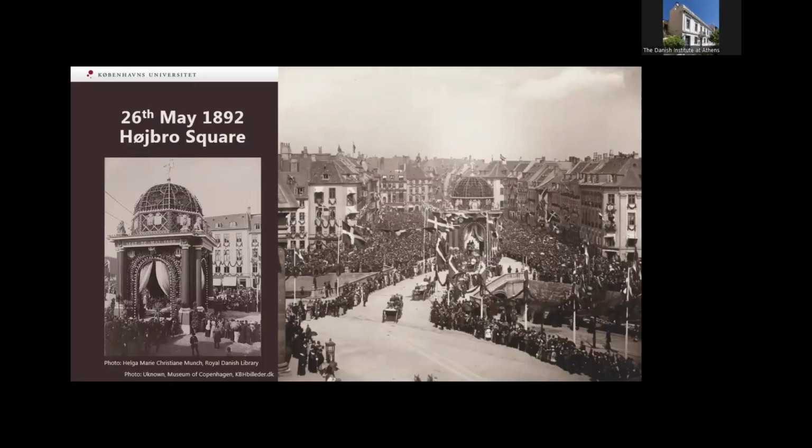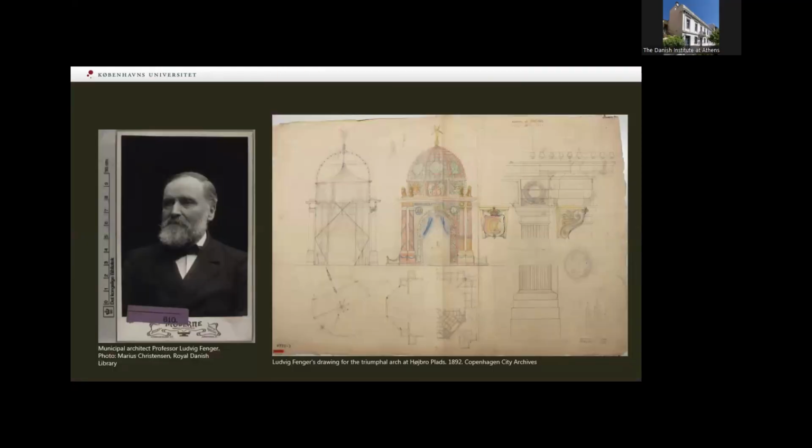But the records also referred to something else. The protocol revealed that it had been designed by the municipal architect of Copenhagen, thus giving us the first image or medial edition of the sculptural group. And this architect was Professor Ludwig Fenger, and the mention of him actually allowed me to find the sketch and quite a few other papers related to the production and building of this triumphal arch.